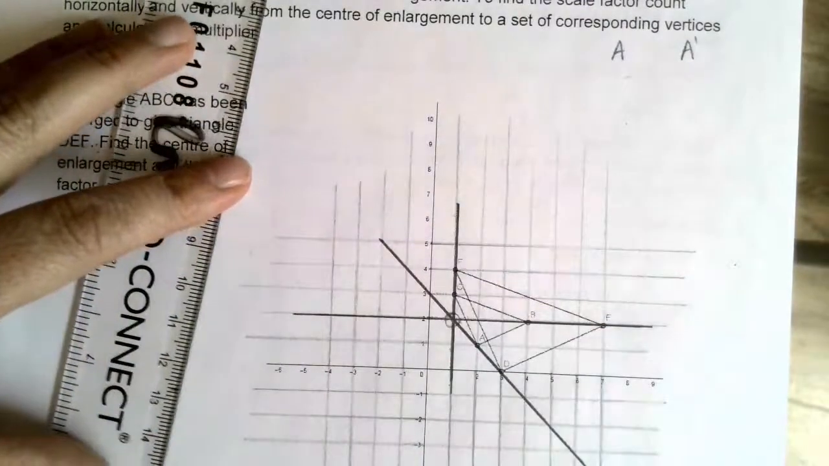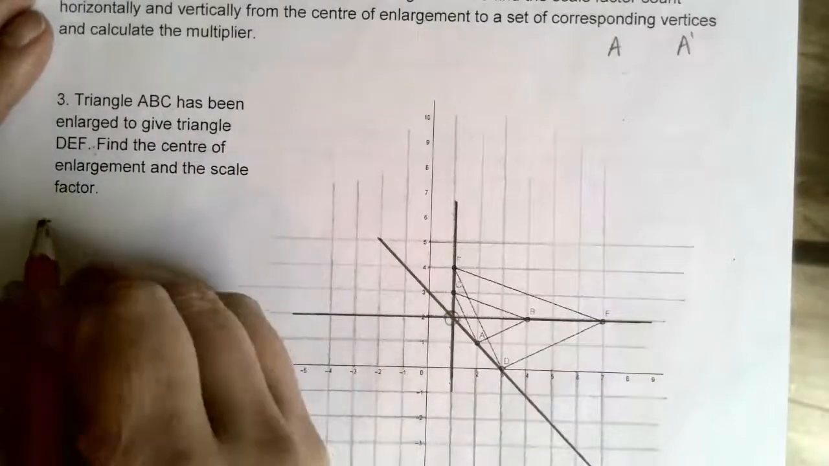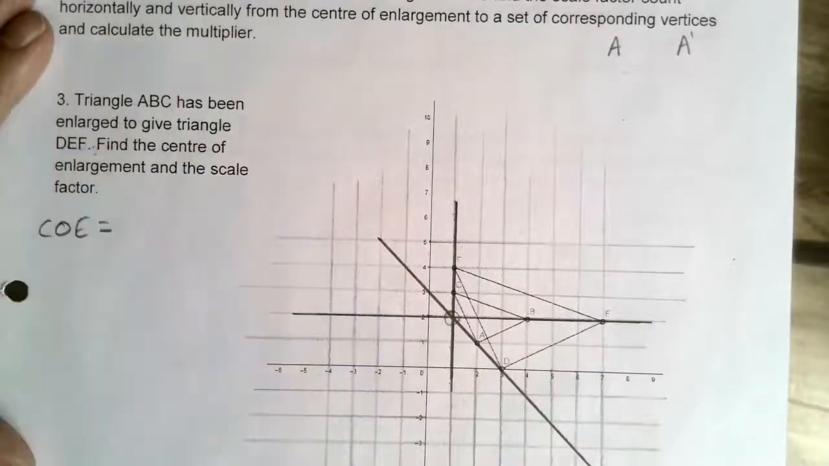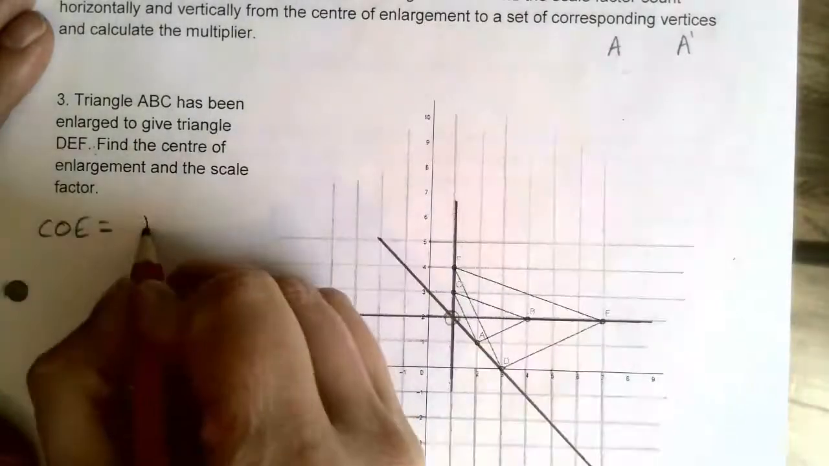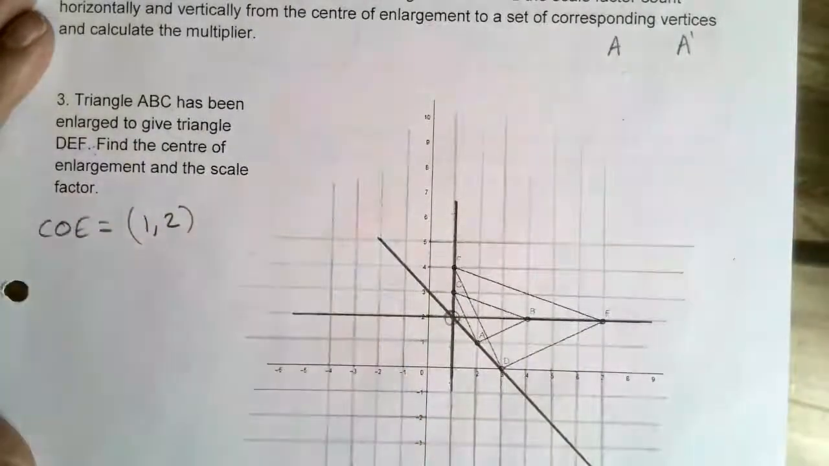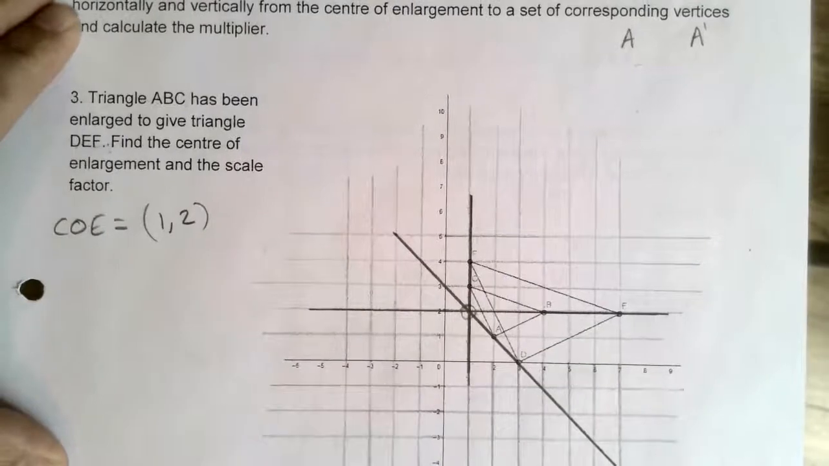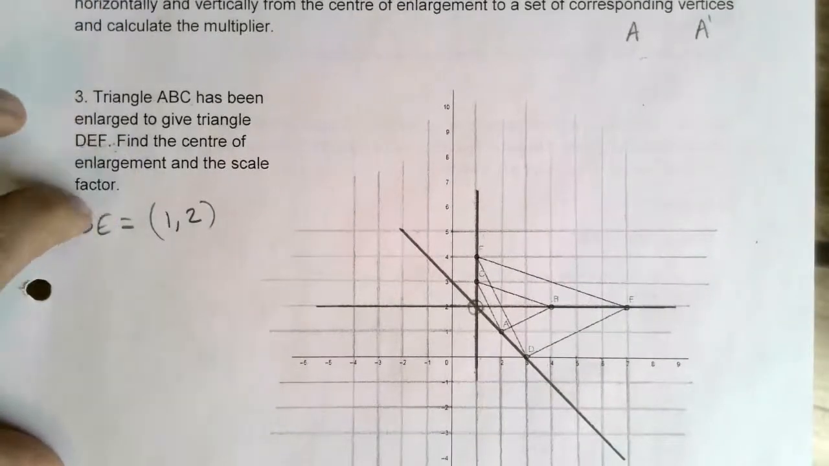So we need to write down what that is first of all. So centre of enlargement is going to be the point 1, 2. So that's the coordinates of the centre of enlargement. And then we also have to find the scale factor.